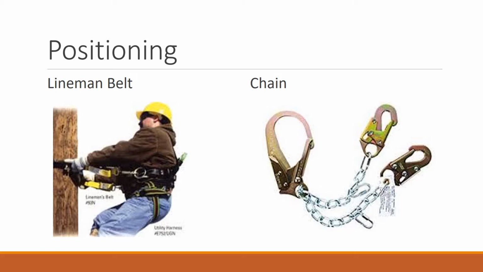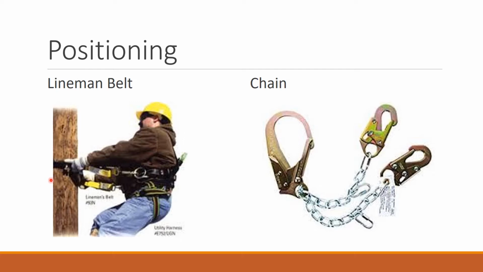Positioning equipment. The first piece of positioning equipment is a lineman's belt. A lineman's belt is made to be wrapped around a telephone pole, for example, like in the picture, or a beam or a metal post, or anything that it can wrap around, to help the worker be more comfortable to sit back and be able to work with both hands while still being in the air safely.